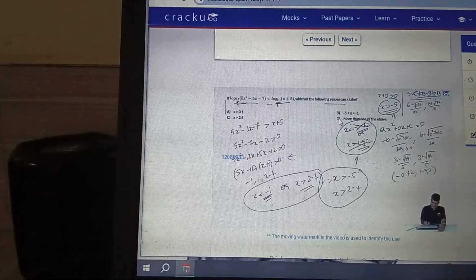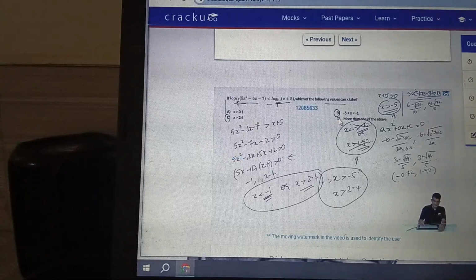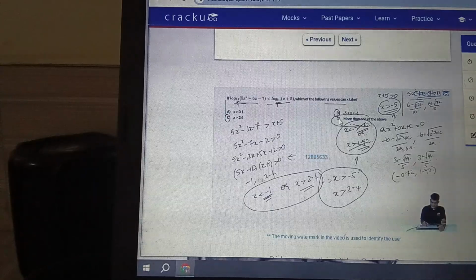If you look at the options, that is option B as well as option C. Both of these options are true, so the correct answer is more than one of the above.